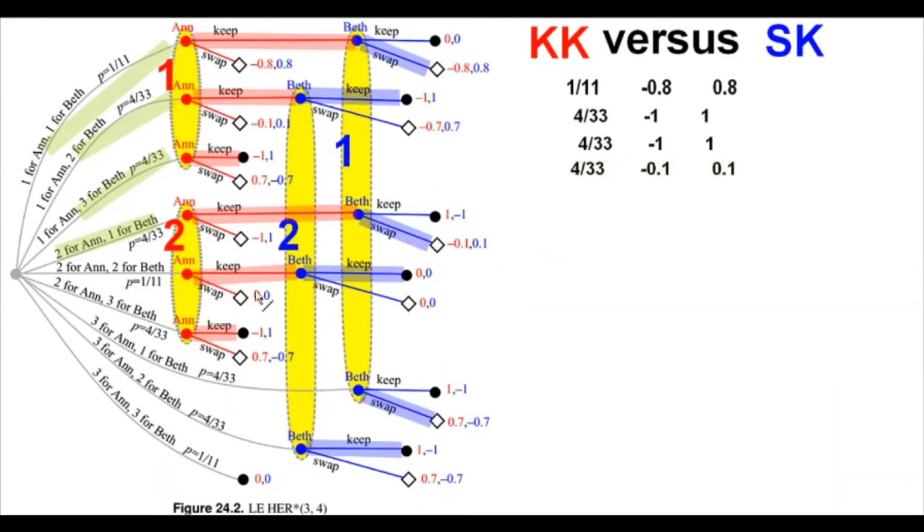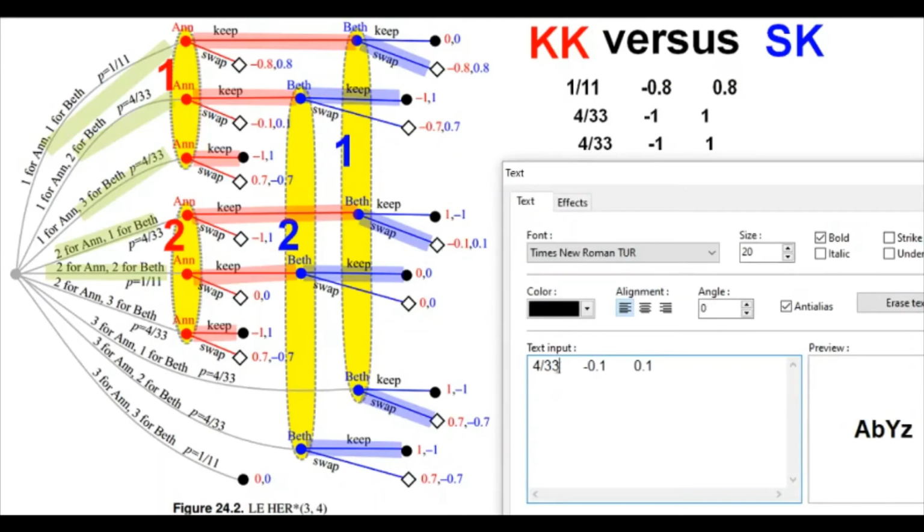Next one, number 5. 1 over 11 again. Keeping, 0, 0. So we have 1 over 11, 0, 0. 1 over 11. And we have a 0 here. And we have a 0 for Baz as well.